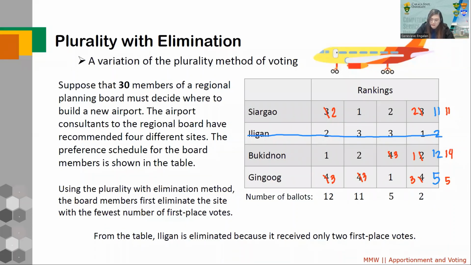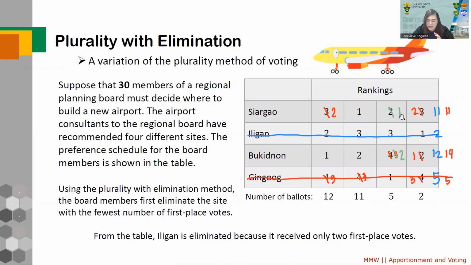So, kinsa pinakagamay? Ingog. So, eliminate na nato. Okay? Next. Duha na lang sila kabuok. So, dapat ang atong mga ranking is 1 or 2. So, atong i-change. Okay, so, sa first nga, kanang sa 12 ballots, you have 1 or 2. Okay na na. 1, 2. Dari, 2 or 3 man. So, atong alisan. Okay, next 2, mahimo na siyang 1. 3, mahimong 2.